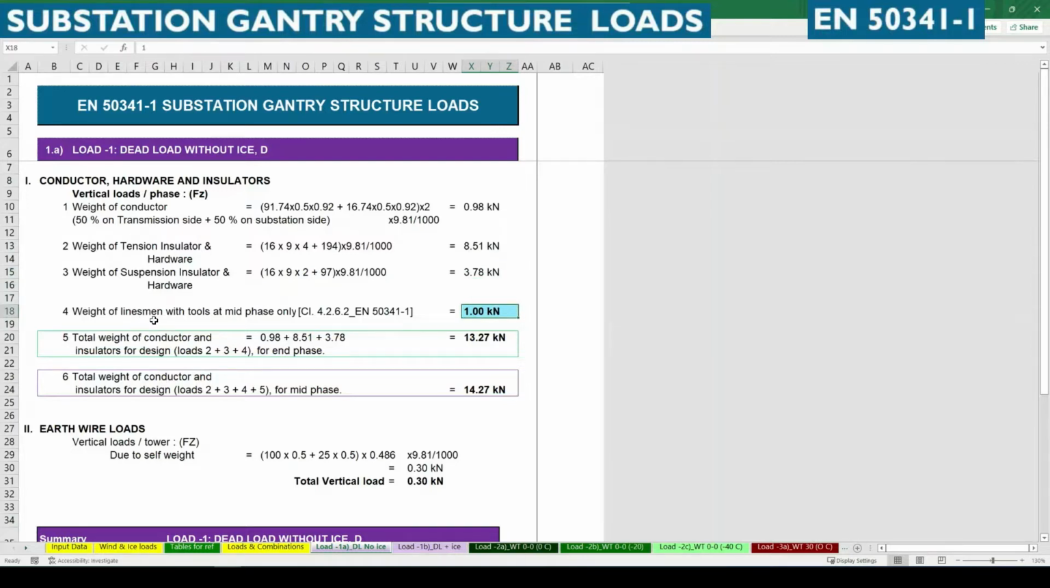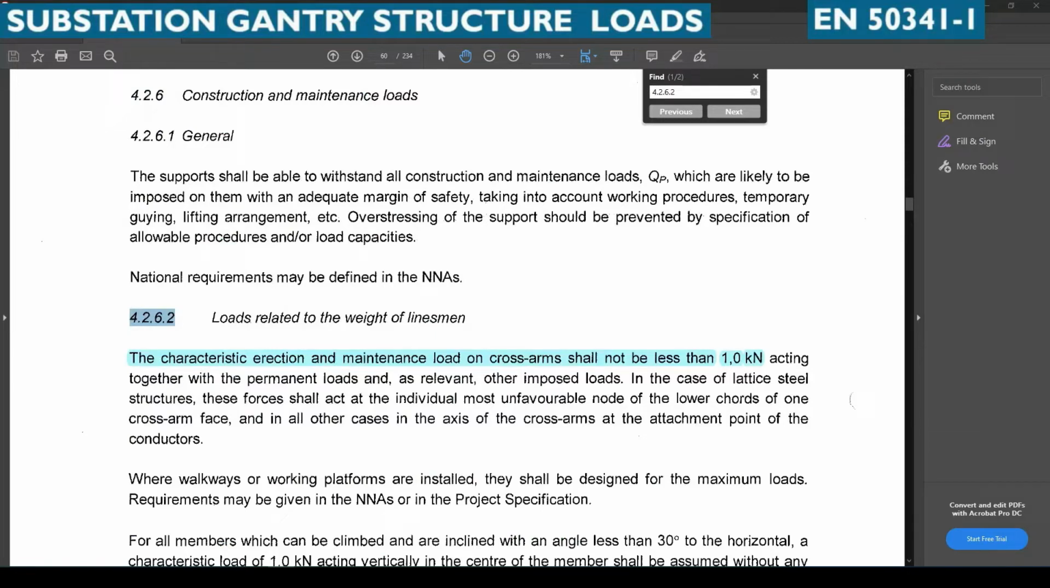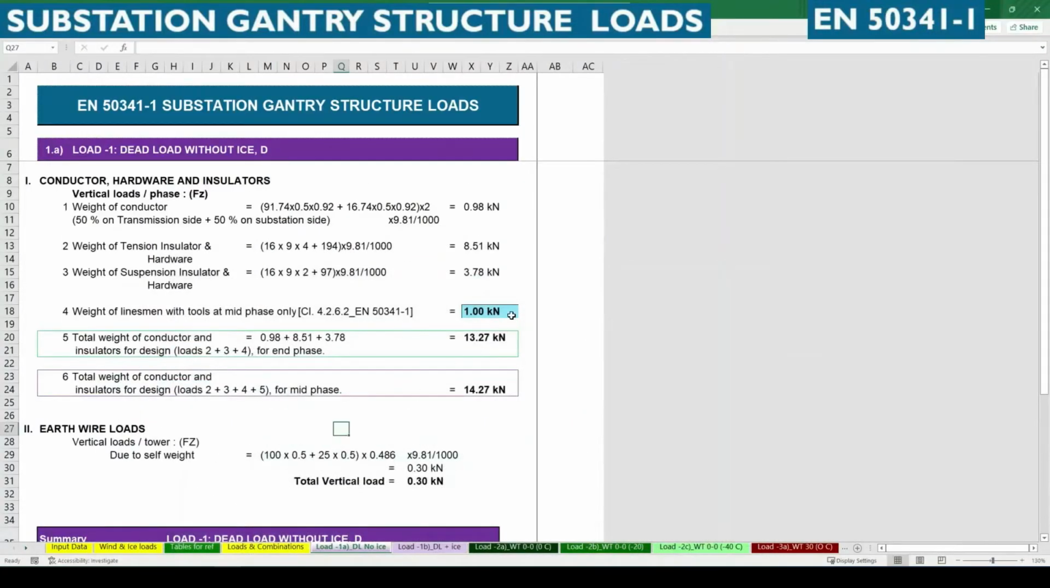And the weight of linemen with tools at the mid phase is to be considered. This is as per clause 4.2.6.2 of the European standard, which you can see on the screen. The characteristic erection and maintenance load on cross arms shall not be less than 1 kN, so we are considering 1 kilonewton here. By adding the conductor and insulator at the end span, we are getting 13.27 kilonewton. This 1 kN we are going to add only in the mid span, so it is 14.27 kilonewton.